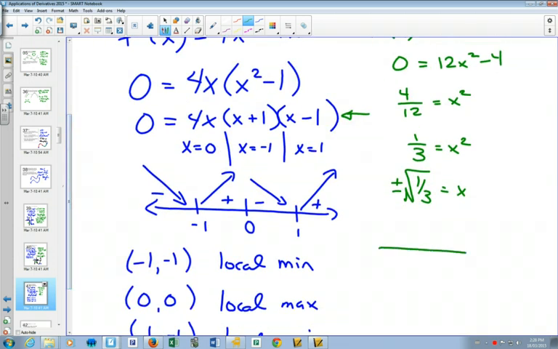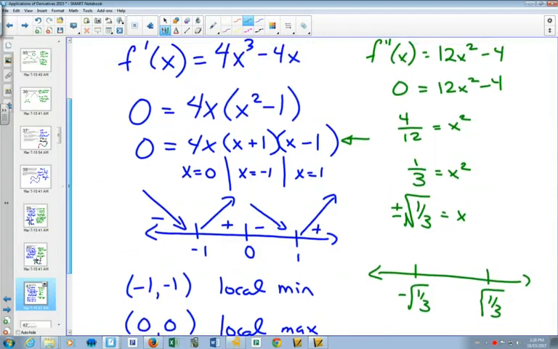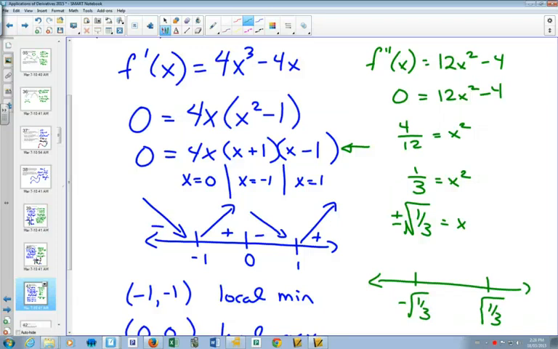Then we make our number line to check our concavity. We've got negative square root of 1/3 and positive square root of 1/3. So if we try 0, you're going to get a negative. Start off with an easy value. If you would try a large number, it's going to be positive. Or a large negative number when squared will be positive as well. So we know that both of those are inflection points.